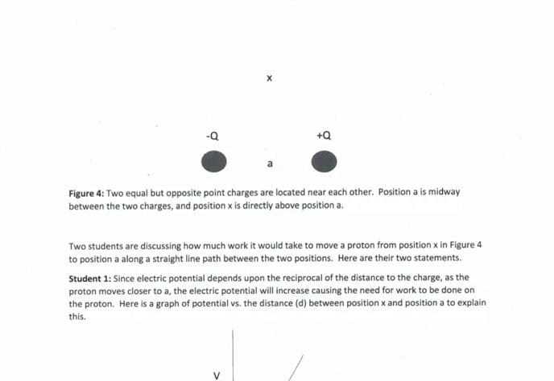Let's look at student 1. Since electric potential depends on the reciprocal of the distance to the charge, as a proton moves closer to A, the electric potential will increase, causing the need for work to be done on the proton. Here's a graph of potential versus distance, and we'll see what that looks like.